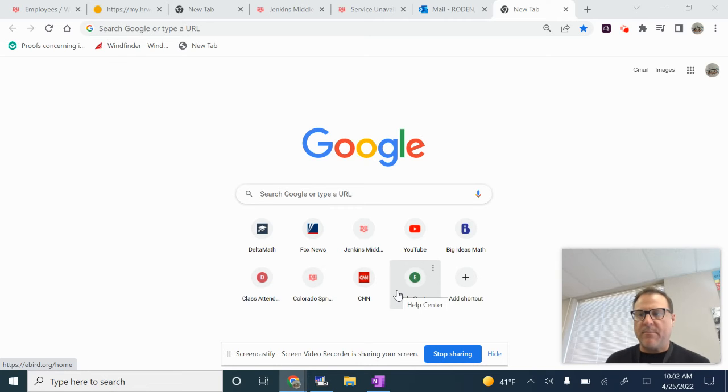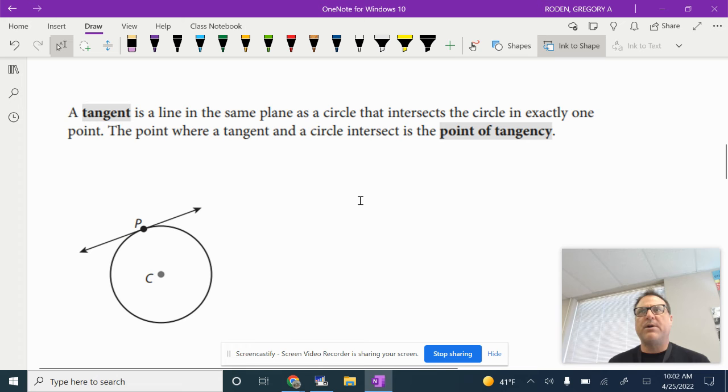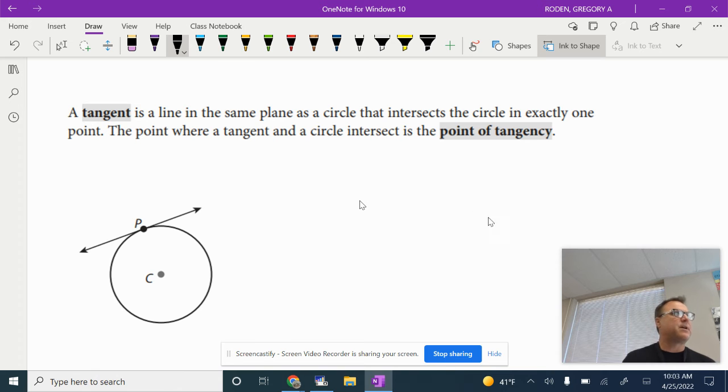Okay, so we're talking about points of tangency today. By definition, I want you guys to write this down, and I'm going to read it out loud while you write it into your notes. Today's date is the 25th.